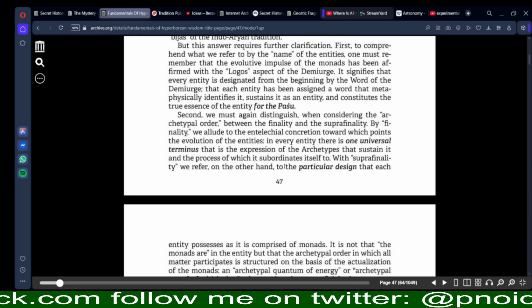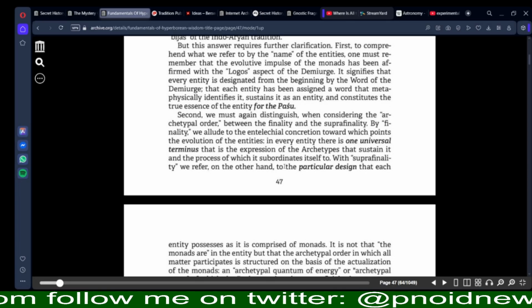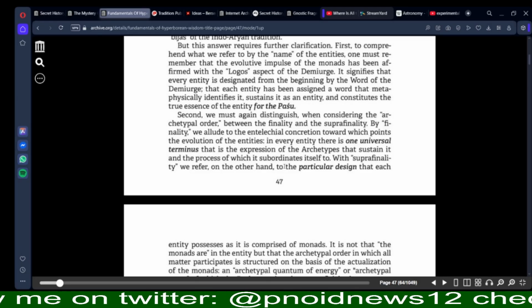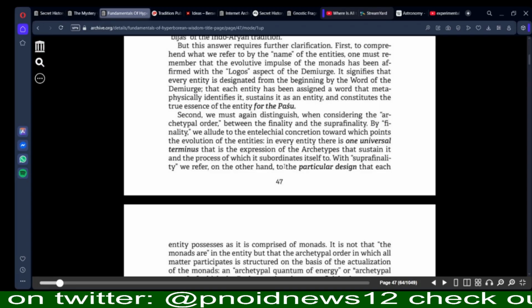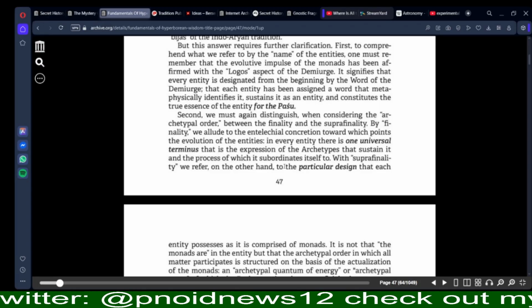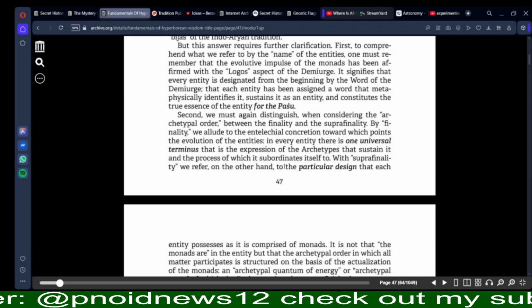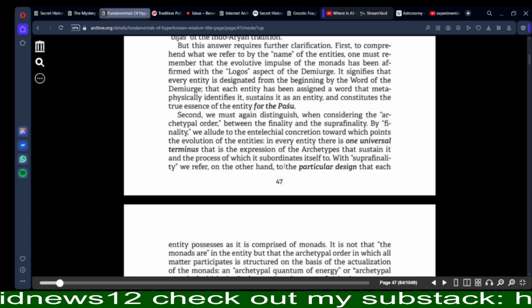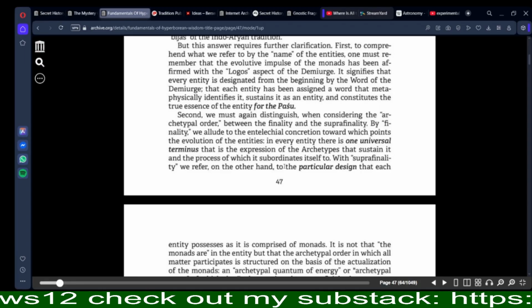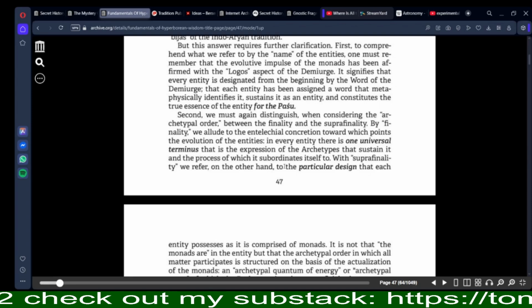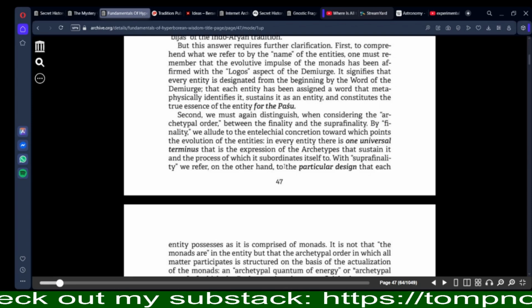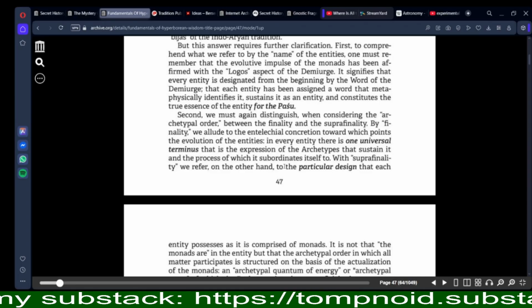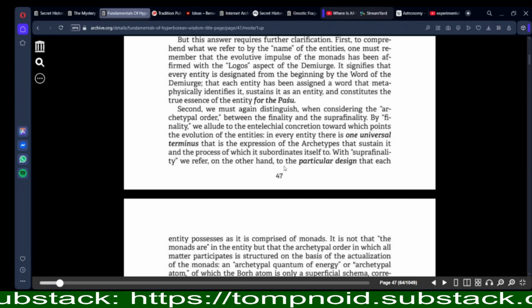First, to comprehend what we refer to by the name, quote unquote, of the entities, one must remember that the evolutive impulse of the monads has been affirmed with the logos aspect of the demiurge. It signifies that every entity is designated from the beginning by the word of the demiurge, that each entity has been assigned a word that metaphysically identifies it, sustains it as an entity, and constitutes the true essence of the entity for the Pasu. Second, we must again distinguish, when considering the archetypal order, between the finality and the suprafinality.